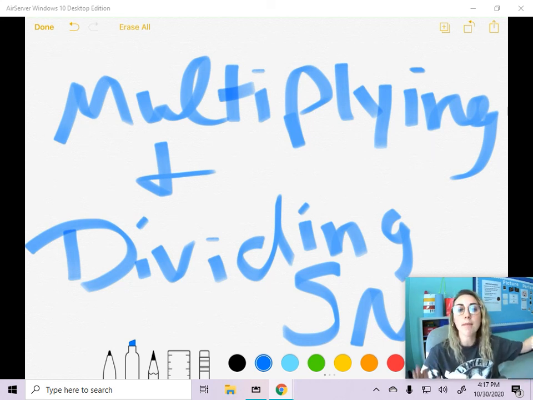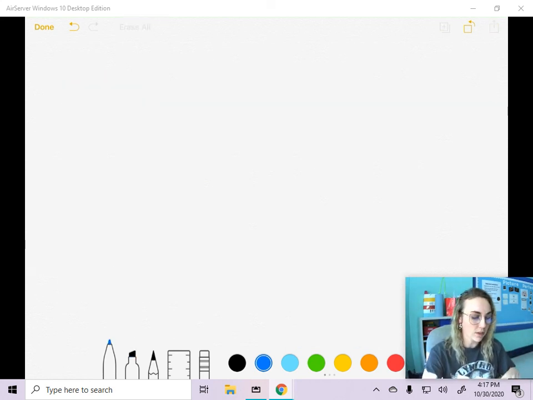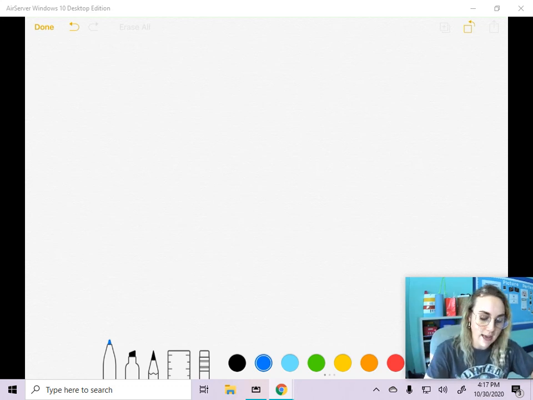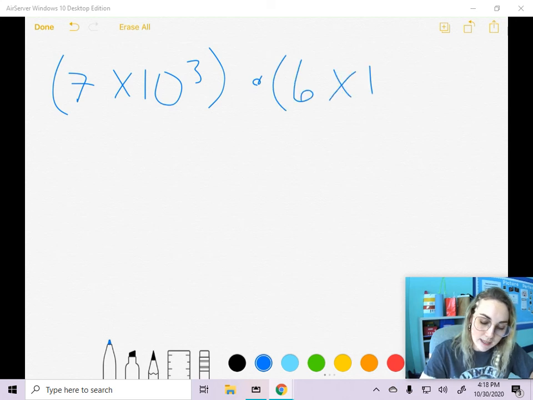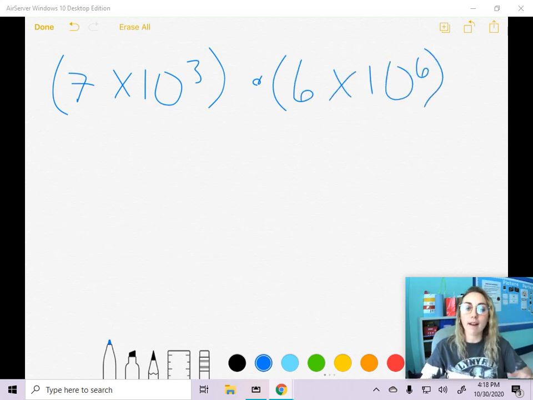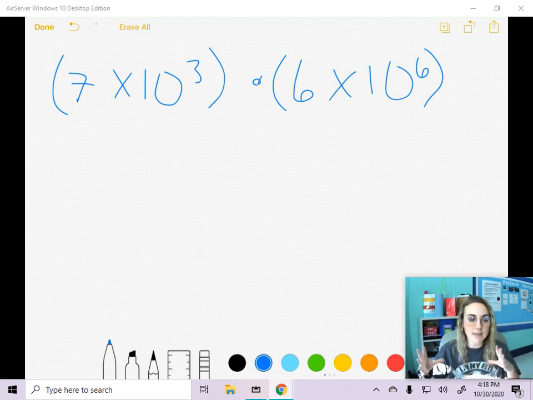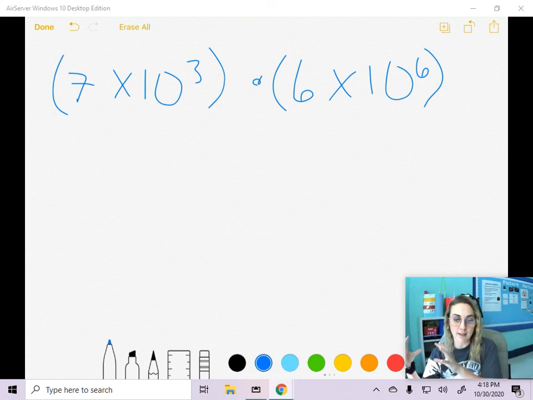All right, so let's talk about multiplying scientific notation first. Let's say you have 7 times 10 to the third power, and you want to multiply that by 6 times 10 to the sixth power. All you have to do is group them together. You group the first part multiplied by the first part, and then you group the second part multiplied by the second part.